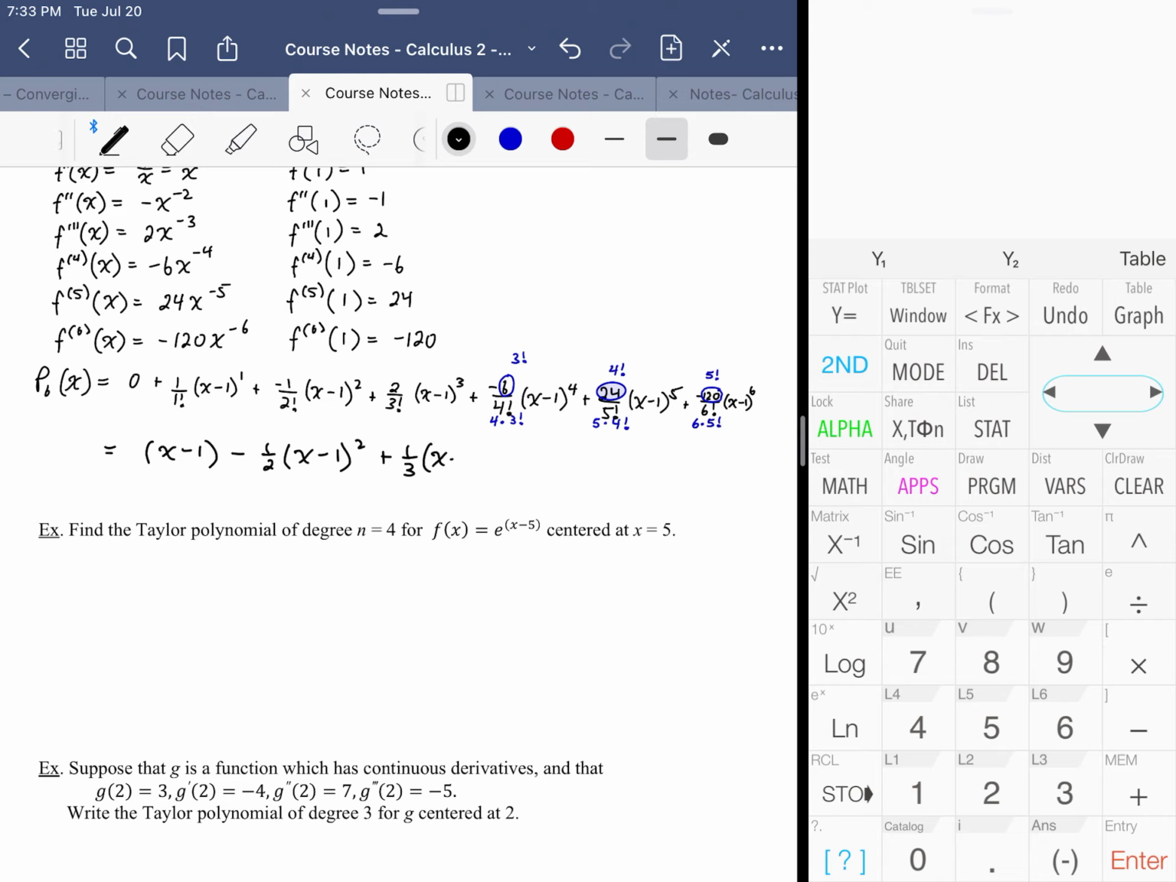It absolutely stinks. All right, so x minus 1 cubed minus 1/4 x minus 1 to the 4th plus 1/5 x minus 1 to the 5th. Let me just smidge it over a little bit. Minus 1/6 x minus 1 to the 6th. All right. So the Taylor polynomial of degree 4 for e to the x minus 5. So that's a fun one. Centered at x equals 5.